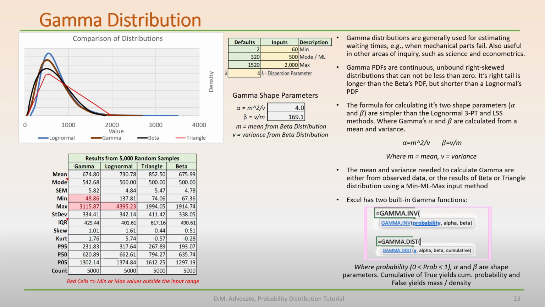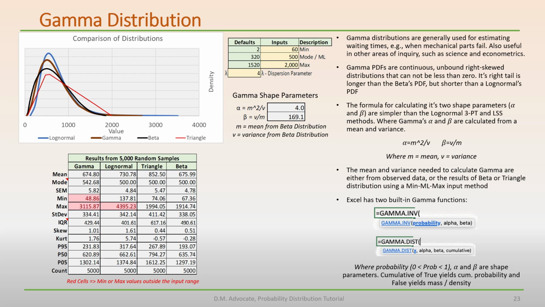Here is an example of the formulas used in Excel, where probability is greater than 0 and less than 1. Alpha and beta are shape parameters. Cumulative of true yields a cumulative probability distribution, and false yields a mass density distribution.